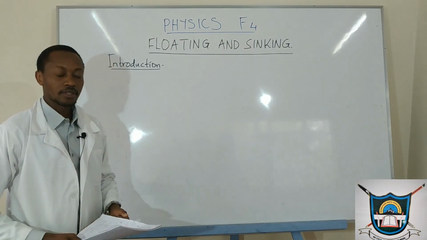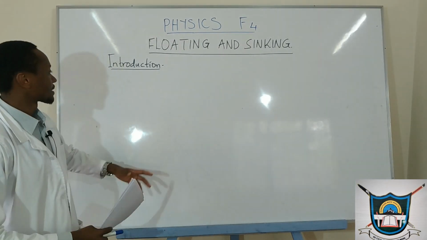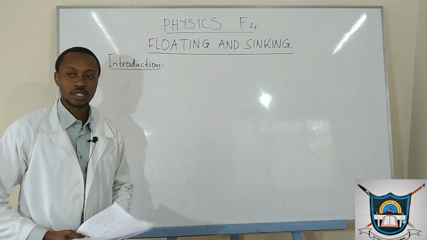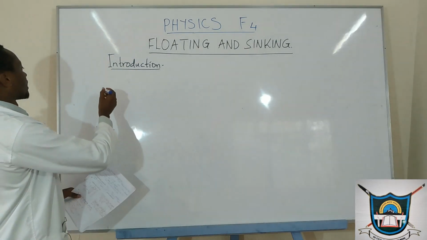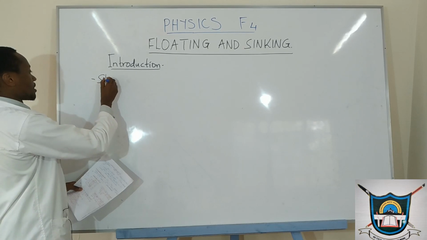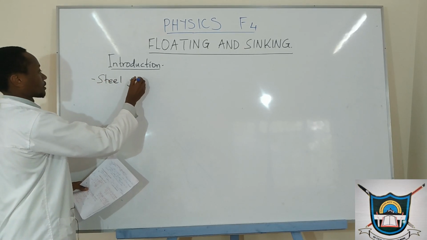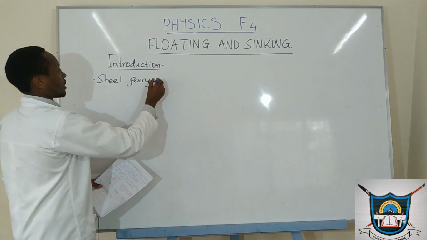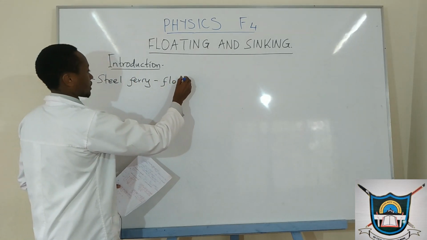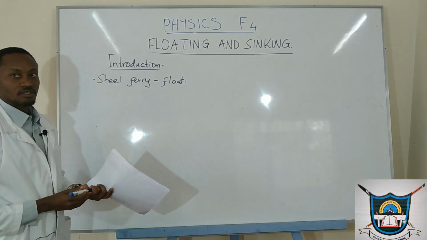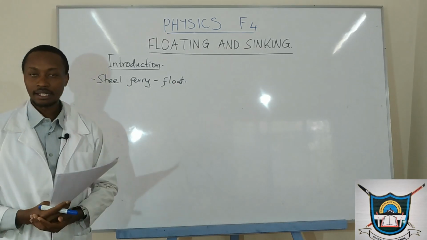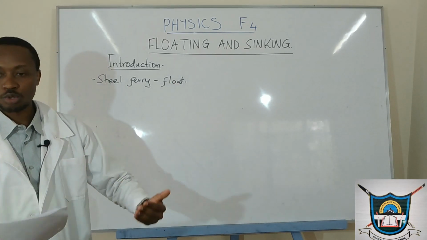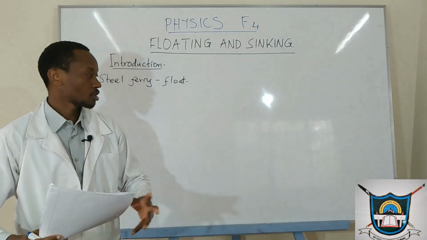To start with, I'll begin with some instances, some experiences which we shall be explaining in this topic. The first one: a steel vessel floating on water. We know that steel is denser than water, but it floats on water. We shall be explaining the reason why.